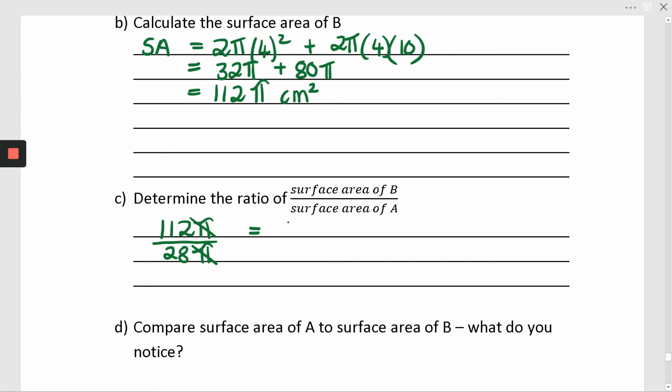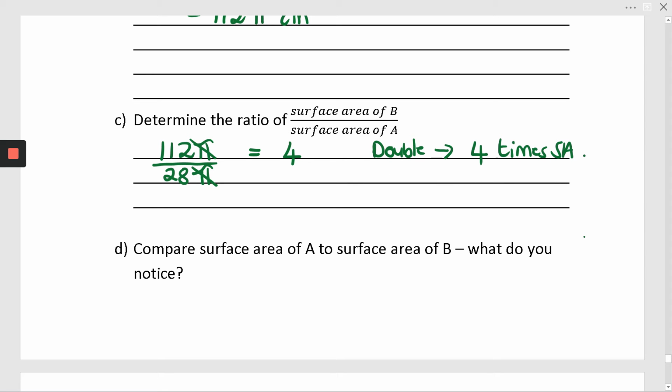Okay, so that's going to give us 4, which means if you double things, so I want you to just get your head around that, when you double things, the measurements, you end up with 4 times the surface area. Interesting. And that's what they're going to ask us in the next question. What do you notice?